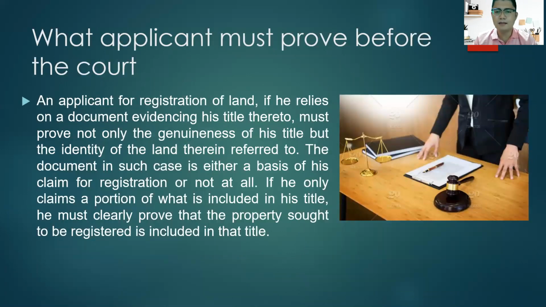So what must the applicant prove before the court? An applicant for registration of land, if he relies on a document evidencing his title thereto, must prove not only the genuineness of his title, but the identity of the land referred to. The document in such case is either the basis of his claim for registration or not at all. If he only claims a portion of what is included in his title, he must clearly prove that the property sought to be registered is included in the title.